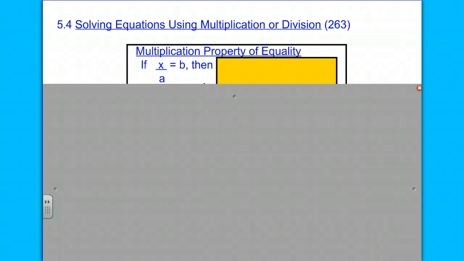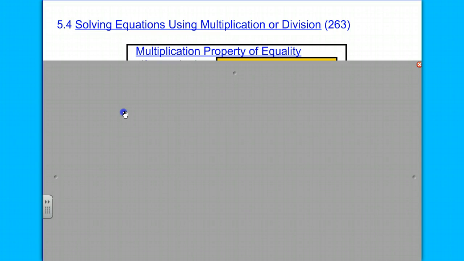Okay, today in 5.4 we will solve equations using multiplication and division. So if we are going to have a multiplication property of equality, that means we are going to be using what operation to solve the equation? It says it right in the name, doesn't it? We're going to use multiplication.